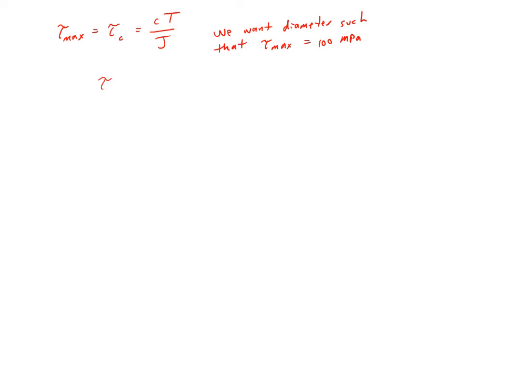So tau max, we can replace that radius C with a diameter over 2, and we've got a torque here, we know what our max torque is. The polar moment of inertia, if we're writing it in terms of diameter, and it's a solid shaft, is going to be pi over 32 times d to the fourth.